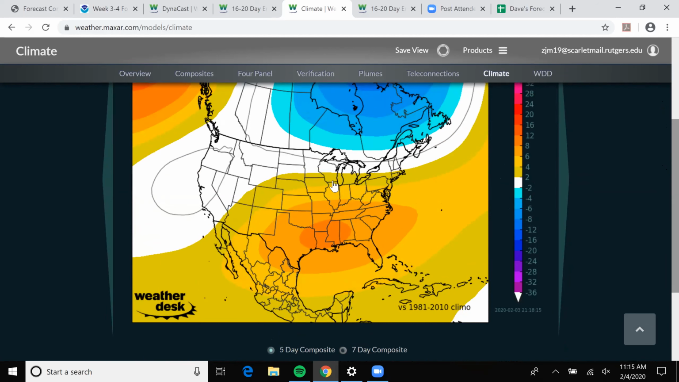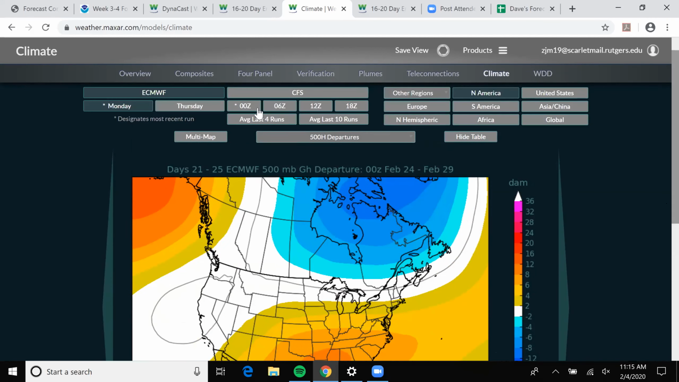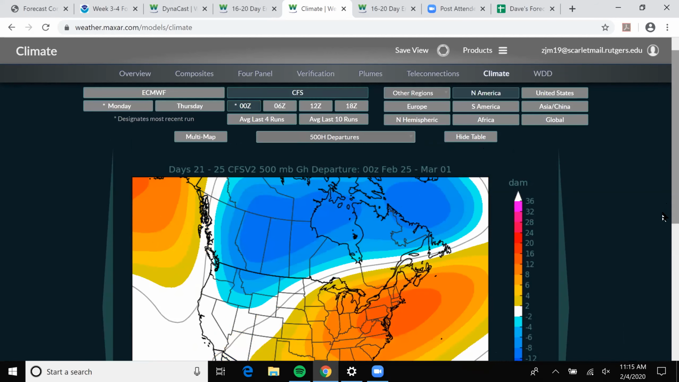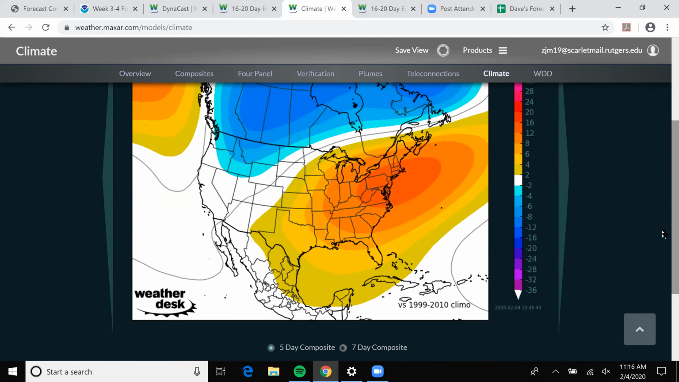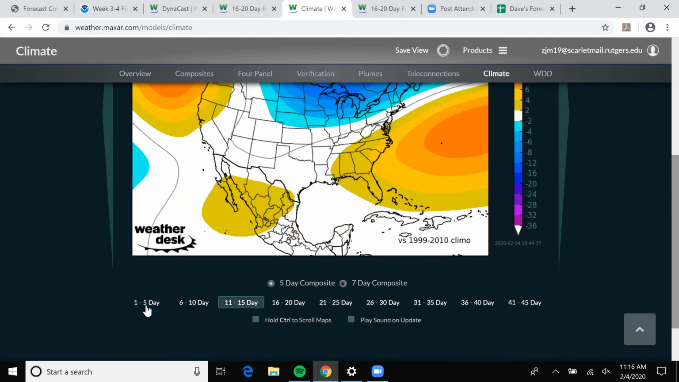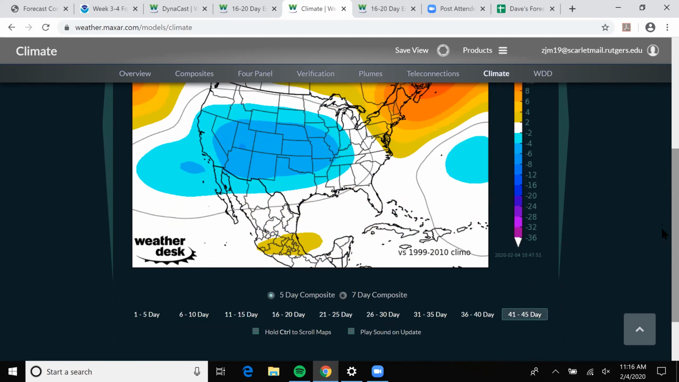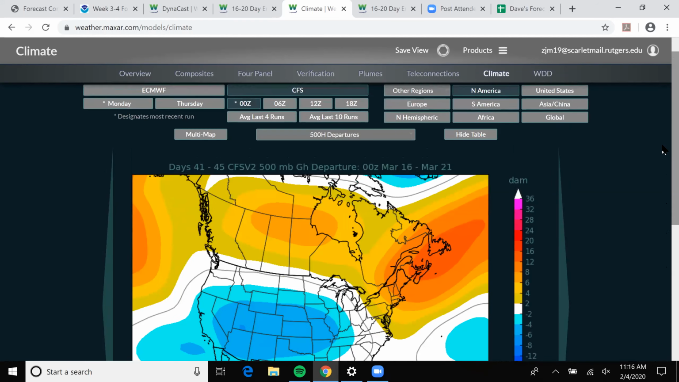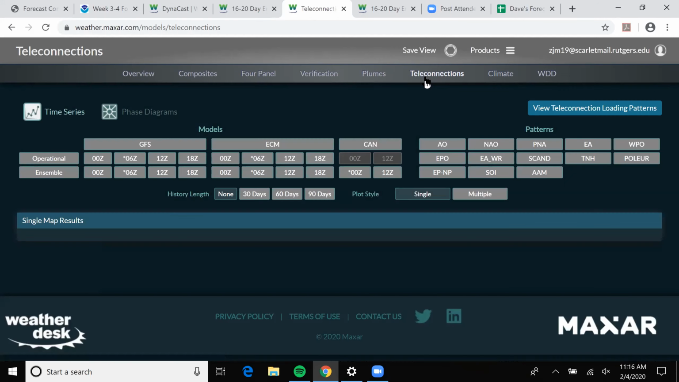So I see a lot of warmth in this forecast, kind of what we've been seeing basically the entire year so far. And you can do the same thing for the CFS. You can look at it, and it looks like pretty strong warmth in the CFS as well. So you can watch as it progresses. You can see what was going on before the period of interest. You can look all the way out to 45 days. And as I've said multiple times, there's a lot of information here, a lot of things you can fool around with.